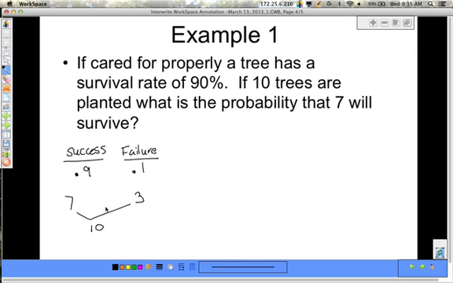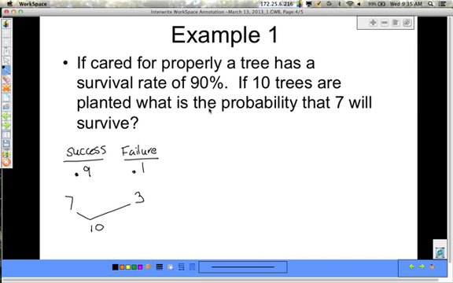So this matches our experiment here because there's 2 outcomes. It survives or it'll die. There's a fixed number of trials. We're talking about 10. Each one is independent. The survival of one tree doesn't affect the other. And the probabilities are consistent. So it's always 0.9 and 0.1.